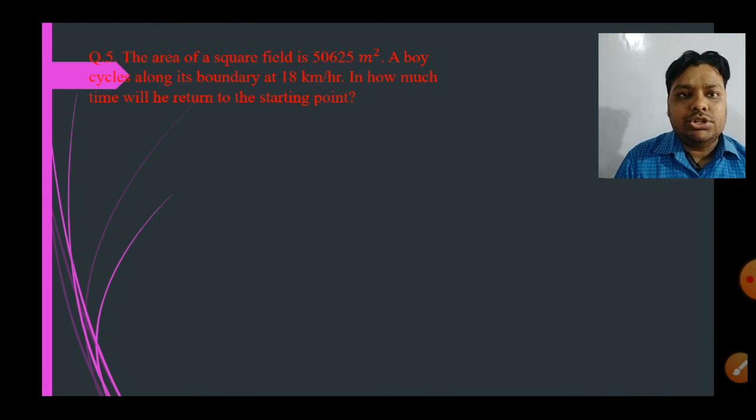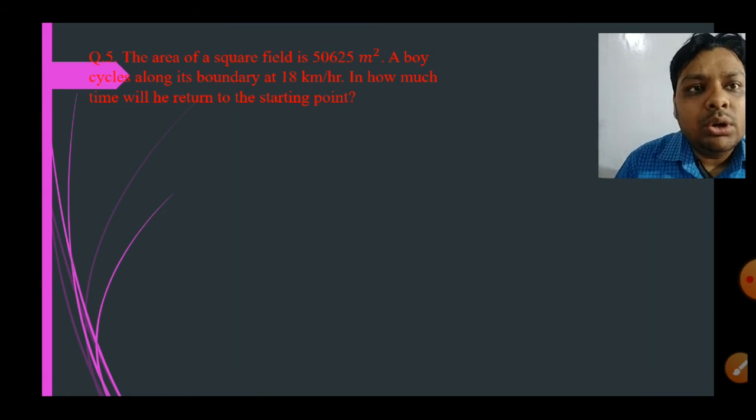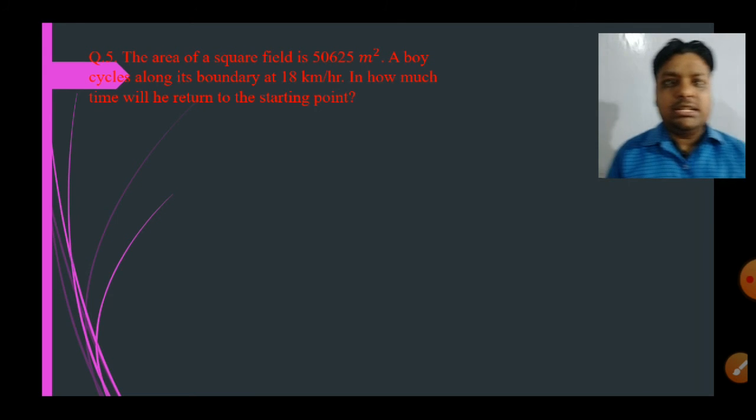Next question. This time the area of a square field is given as 50625 meter square, and a boy cycles along its boundary at 18 km per hour. Speed is given, and we have to find the time. So to find the time we need the distance also.